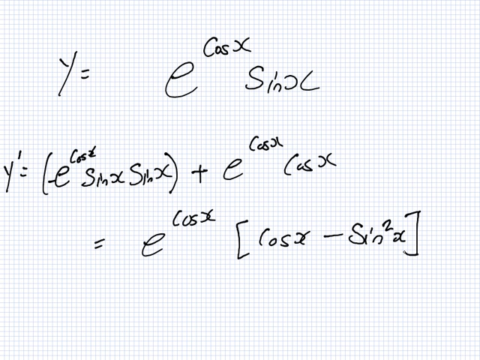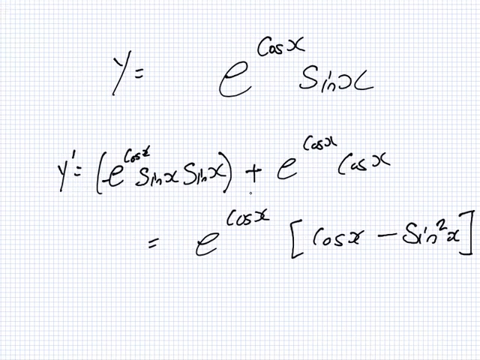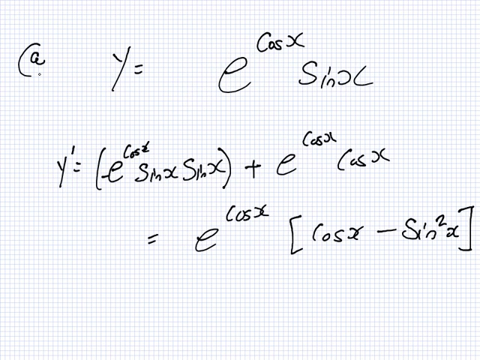Where does that come from? You can take out the e^(cos x). But we don't need to simplify. Right, this is part A.